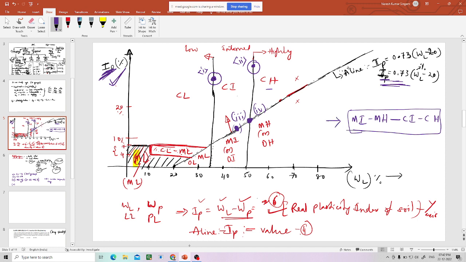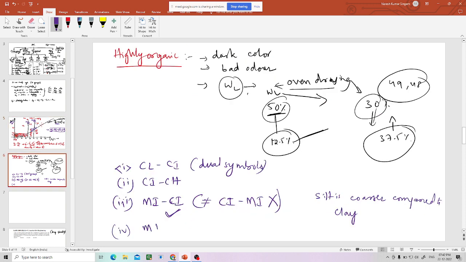So this is the general symbol we have to give for 4, because it is covering 4 regions, which are MI, MH, CI, CH. Why did I write MI, MH first? Because they are coarser than clay. That's why I have written both in front, then these both later. Now I have to give only dual symbols, so I am cutting these two. You have to give preference only to the coarser, so in the order MI, MH. So the fourth one should be MI, MH. It cannot be MH, CH.